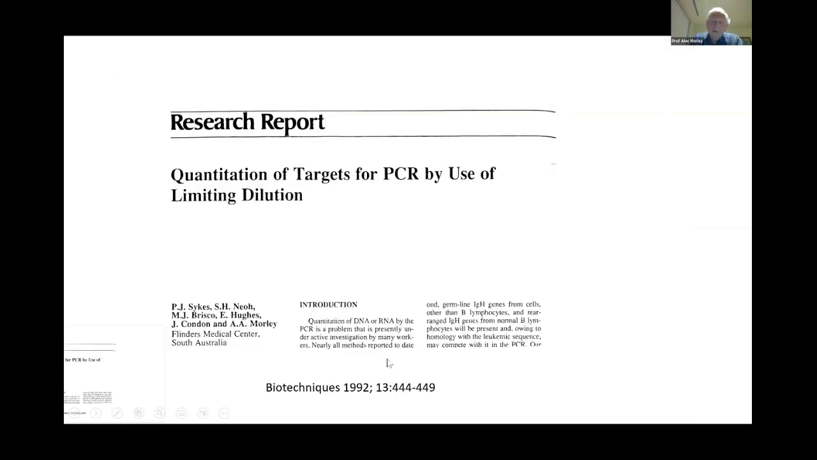So we realized that this was a general technique and we could clone molecular targets as opposed to cloning mutant lymphocytes. This was our publication in Biotechniques in 1992. We call this limiting dilution PCR. And that name has been overtaken, of course, by digital PCR, which is, I guess, in accord with the digital nature of our current times.